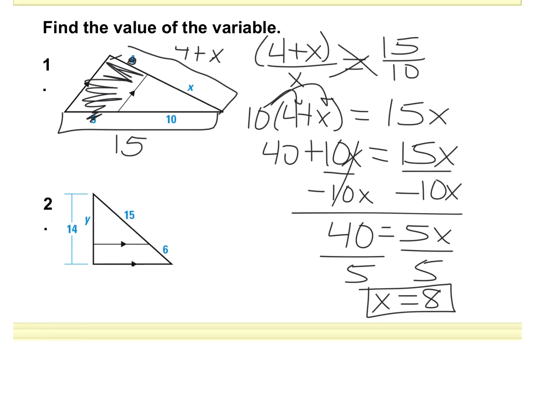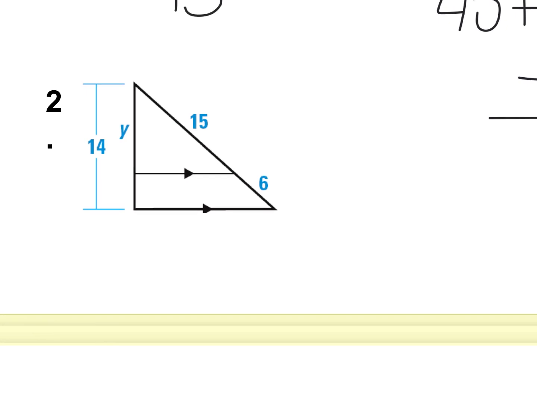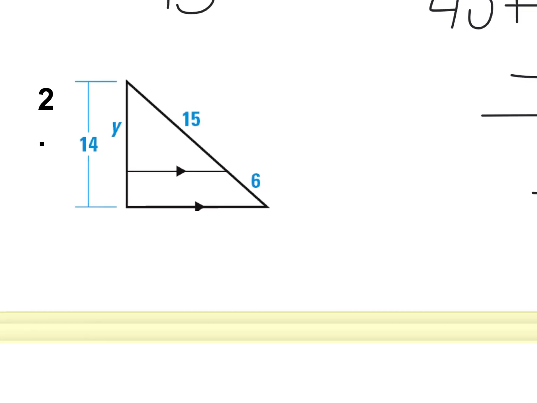Go ahead and try number 2. Looking at this one, what is the first thing we want to do with overlapping triangles? Combine your sides. What does this tell us right here? That's the full length. It already gives us the full length. On this side, full length, 15 plus 6, 21.